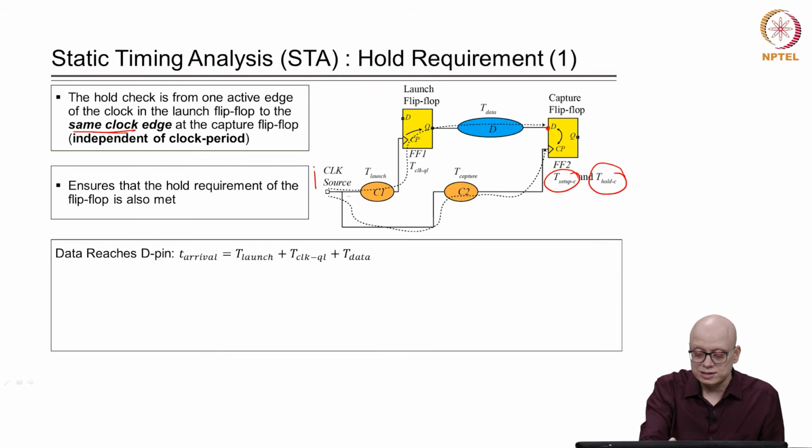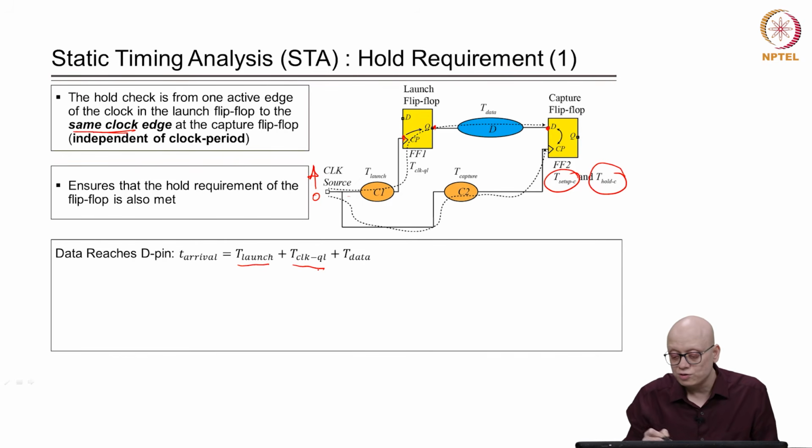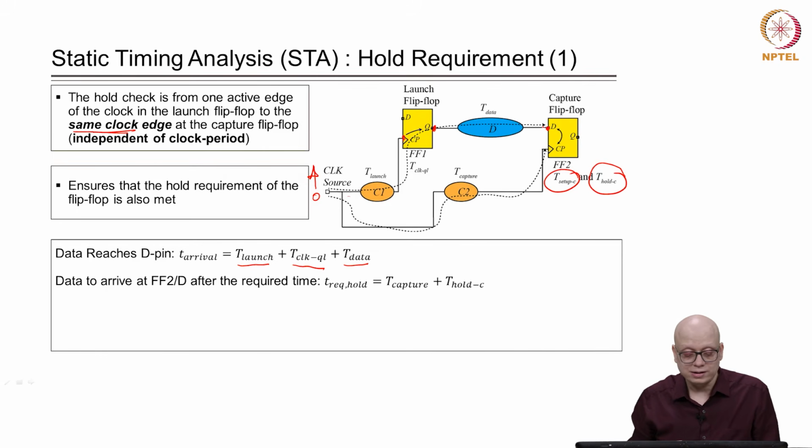So, if a clock edge is generated at this point at time 0, then it will reach here after T launch at this point, and then it will reach here after T clock to Q delay of the launch flip flop, and then from this point to this point it will take T data amount of delay, right. This is the arrival time at this point. Now, what will be the required time?